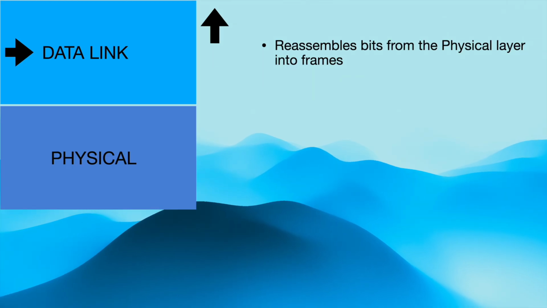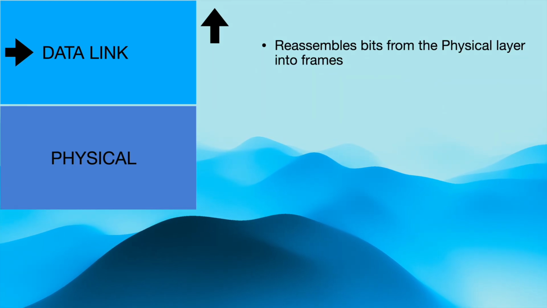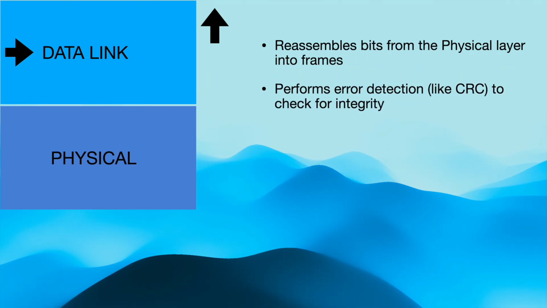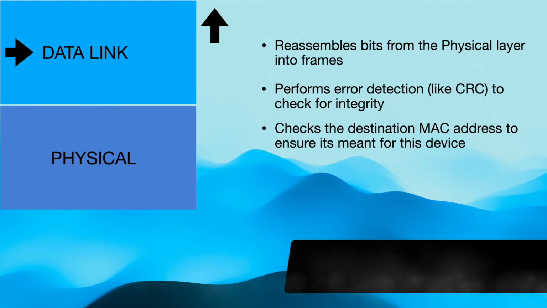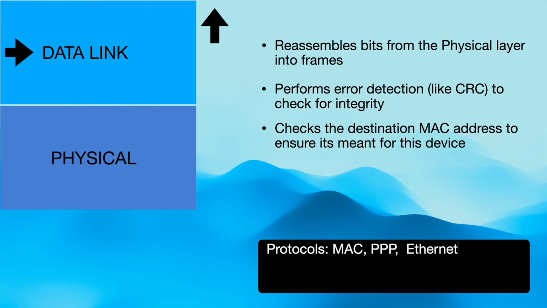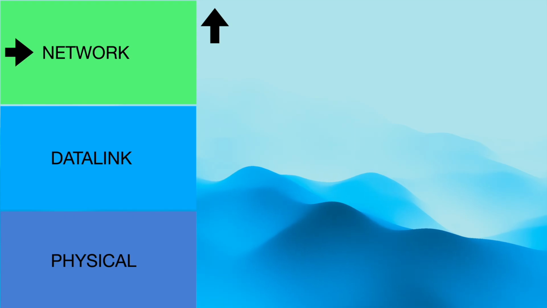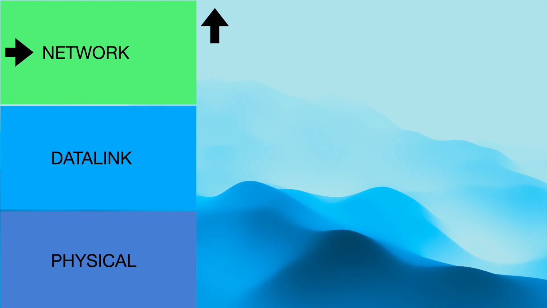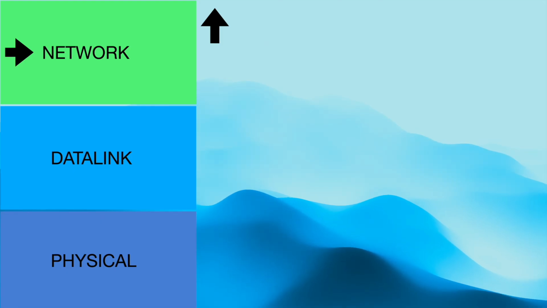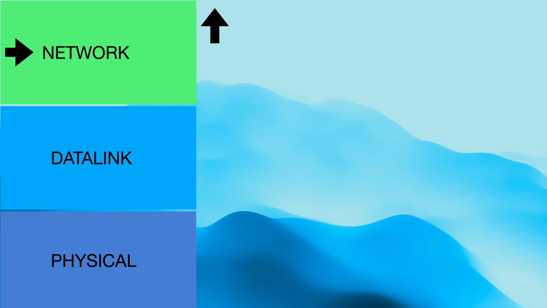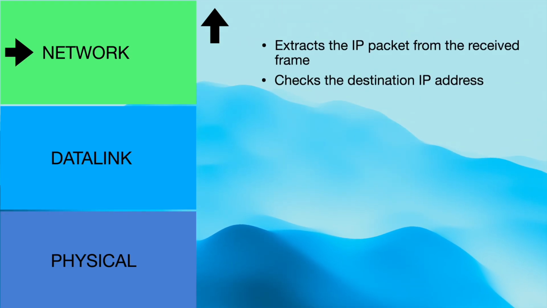And it gets passed up to the data link layer, where the layer checks the frame's MAC address to make sure it's meant for this device. If so, it reassembles the data and checks for errors. And then the data gets passed up to the network layer. This is where it checks the destination IP address, confirms it matches this device, and peels off the IP header. Then it passes the packet up the stack.